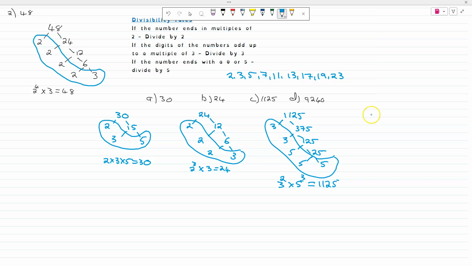Okay, so D is 9,240. So we first start off with 2. 2 can go in here because 0 is a multiple of 2. So 2, how many times? 2 goes into 40, 20 times. 2 goes in there once. You see, now we have an uneven number, so let's do the long division. That doesn't always work.